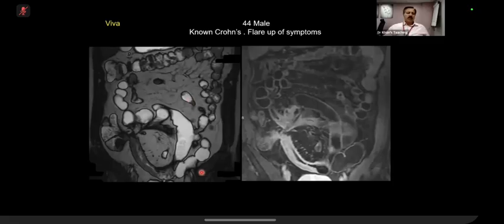Okay, so this is an MRE study where there is a long segment stricture with acute inflammation involving the terminal ileum. Maybe a portion of the cecum is also involved. As correctly pointed out, there is hyperemia. This is that comb sign. You can see multiple loops which are adherent, possible fistulae, ileo-ileal fistulae.